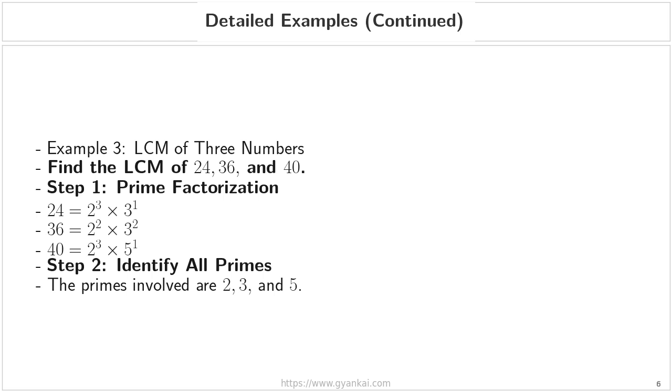Next, step 2, identify all primes. Looking across all 3 factorizations, we need to list every unique prime number that appears. Even if a prime only shows up once, we must include it. Here, our list of primes is 2, 3, and 5.